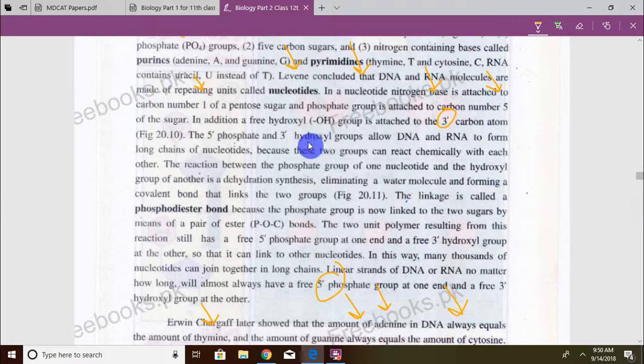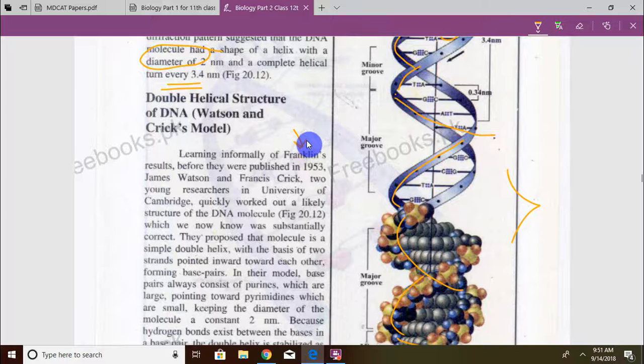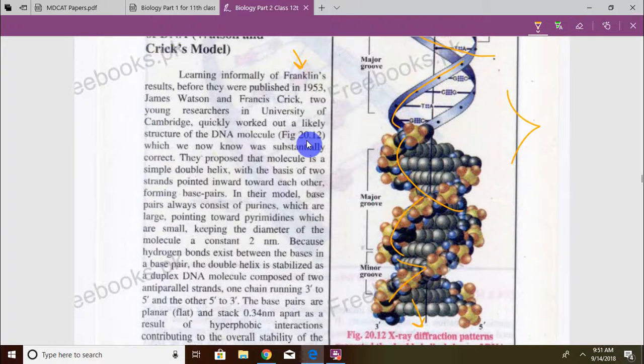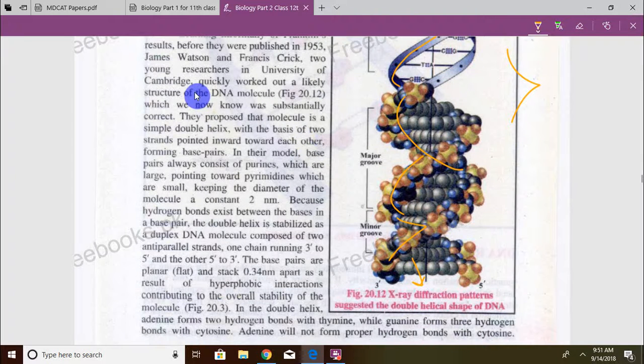Learning informally of Franklin's results before they were published, two other scientists, James Watson and Francis Crick, young researchers at the University of Cambridge, worked out a likely structure, which we now know to be substantially correct. They proposed the molecule is a simple double helix with the bases of two strands pointing inwards towards each other, forming base pairs as observed. Base pairs always consist of purines, which are large, pairing with pyrimidines, which are small, keeping the diameter of the molecule a constant 2 nanometers.